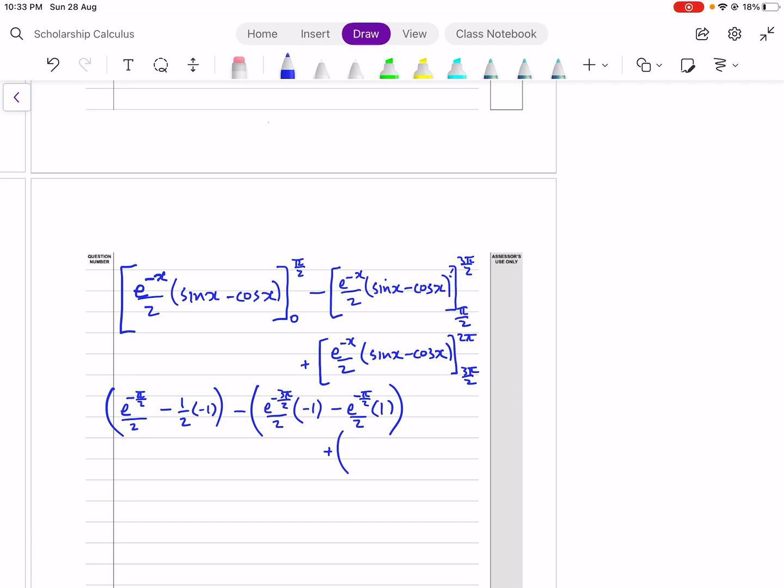plus, just chuck in 2 pi. Sine of 2 pi is 0, cos of 2 pi is 1. So it's minus 1. Take away the bottom limit. Sine of 3 pi over 2 is negative 1.